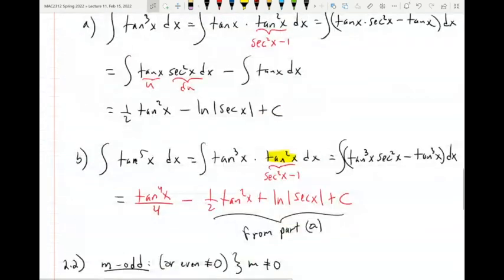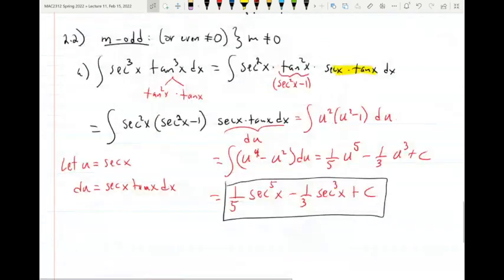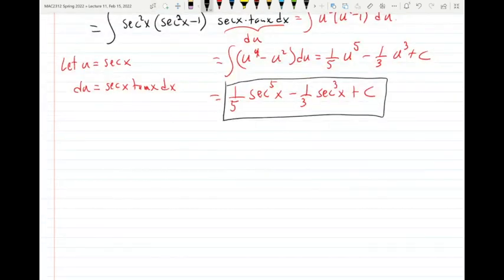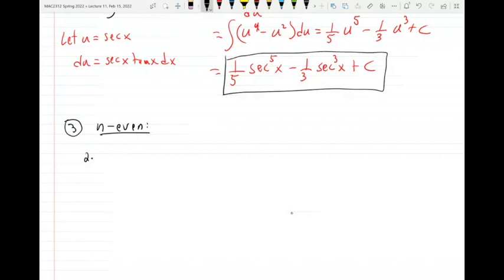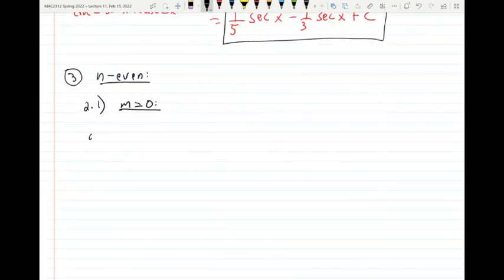Then what's left is to discuss what to do when n is even. So what do we do when we have an even power for tangent? So case number 3, what do we do when n is even? And first, let's treat the situation in which there is no secant in the expression. So first, let m equal 0.